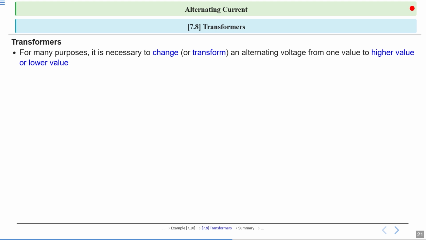For many purposes, it is necessary to change or transform an alternating voltage from one value to a higher or lower value. So we have to change the alternating voltages for many reasons. We know that in transmission lines, when we are transmitting electricity from one state to another state, very large poles are used, and the potential difference across these transmission lines is somewhat 11,000 volts. Very much higher voltage is used.